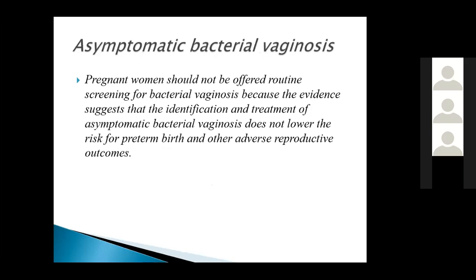Asymptomatic bacterial vaginosis, yes, it is also one of the common problems. Pregnant women should not be offered routine screening for bacterial vaginosis because the evidence suggests that the identification and treatment of asymptomatic bacterial vaginosis does not lower the risk of preterm birth and other adverse reproductive outcomes. You see, in case of urinary infection, they are offering the routine screening, while in case of the vaginal infection, bacterial vaginosis, even if we treat the bacterial vaginosis at that time, despite this, you are unable to control the risk of preterm deliveries.